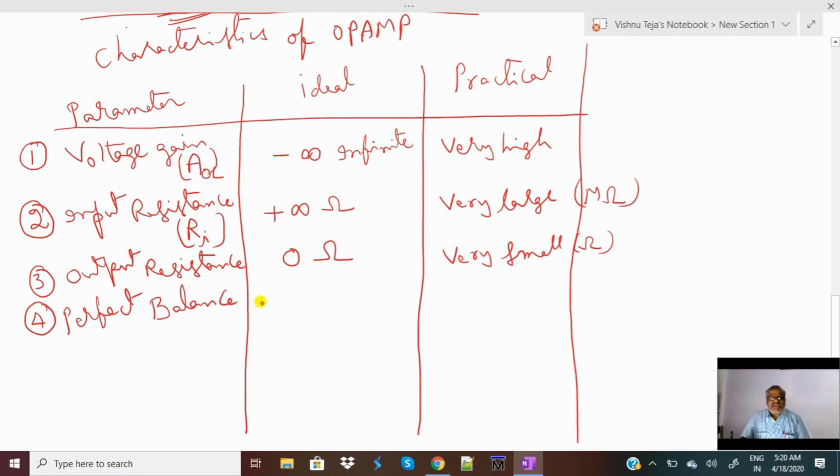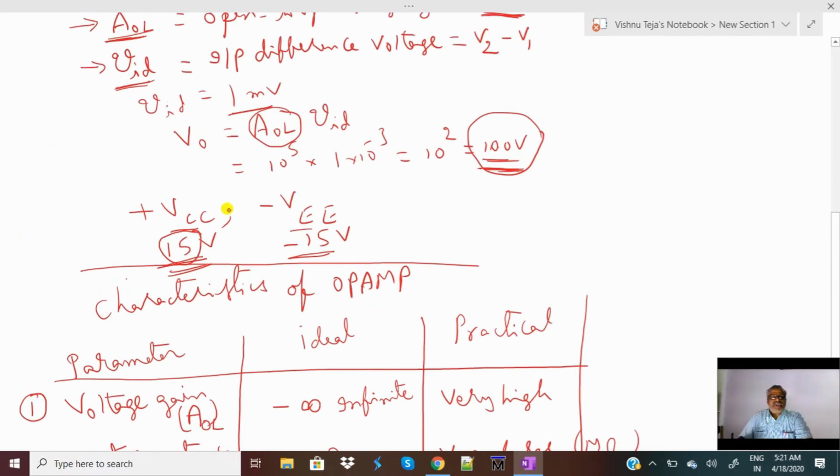Perfect balance means V0 is equal to 0 if V1 is equal to V2. As we have seen above, the output voltage V0 is given by AOL into VID. So if VID is given by V2 minus V1, suppose if V2 is equal to V1, then VID will become 0.